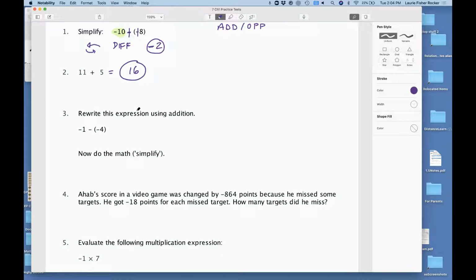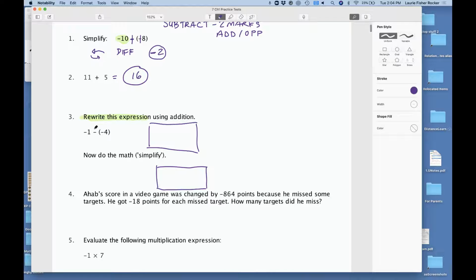Now this one's an interesting one. It looks a little different on Get More Math, but this has 2 things. Rewrite the expression using addition. So this on Get More Math is going to have 2 boxes for answers. Okay, so we're going to rewrite it using addition. So that basically means make your 2 marks, and now it's -1 plus 4, and that's going to be your first answer, and that's all you're going to put in there. Then it says do the math.